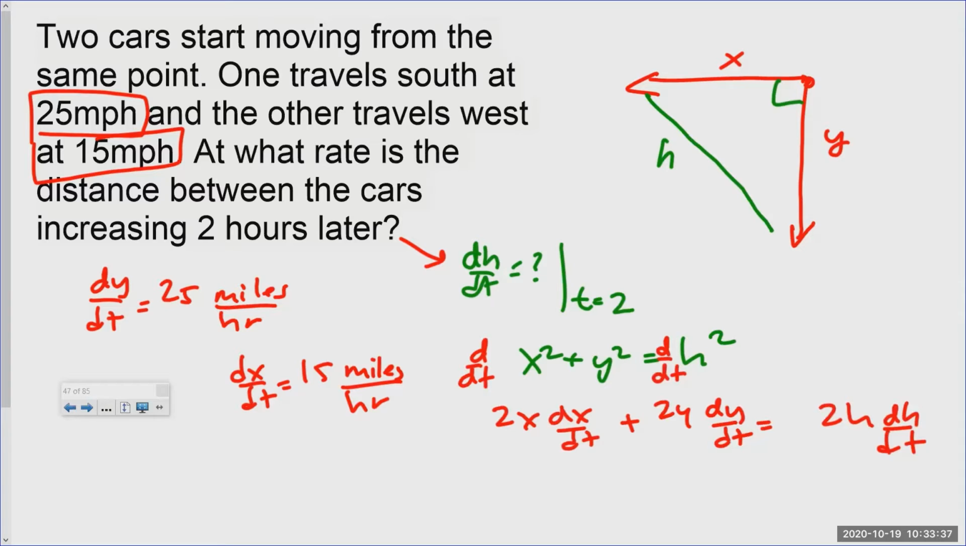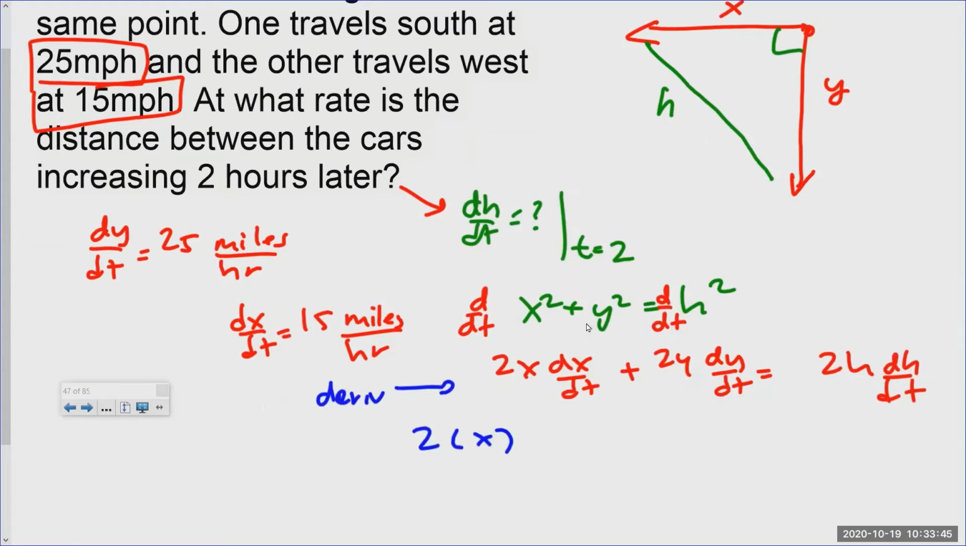Now this is already taken the derivative. It's done, so I can push in the moment in time. You guys good with that? So here's a question. 2 times x. Do I know what x is at a moment in time? I don't. Does that make sense? I don't know what this distance is right here, and I don't know what this distance is at a moment in time. Or do I?